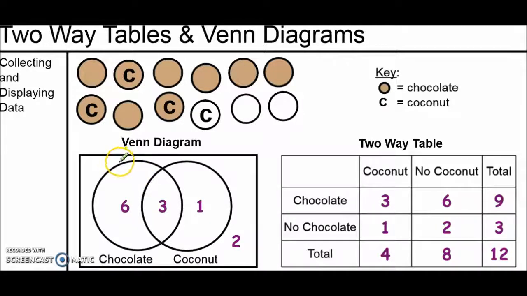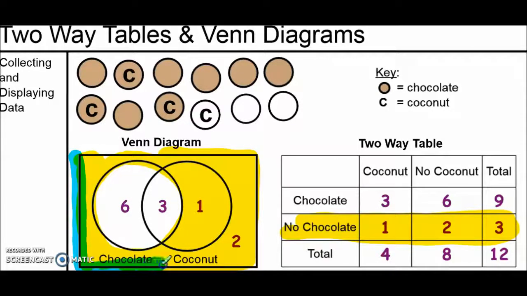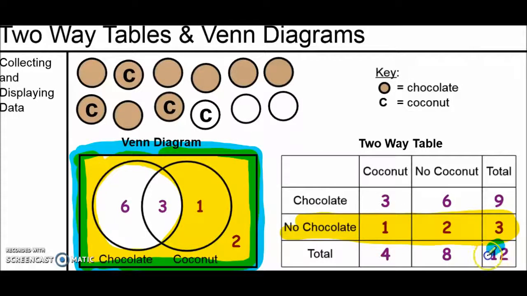Now to figure out which candies are not chocolate on a Venn diagram, look at the chocolate circle and choose everything outside of it. That will include the one candy that was coconut but not chocolate, and the two candies that were neither coconut nor chocolate. On a two-way table, just identify the row that is chocolate, and then take a look at the rows that are not chocolate, all the other ones, which happens to be these three candies right here in total. So either way, there are three candies that are not chocolate out of a total of 12 candies, whether you look at the Venn diagram or at the two-way table.